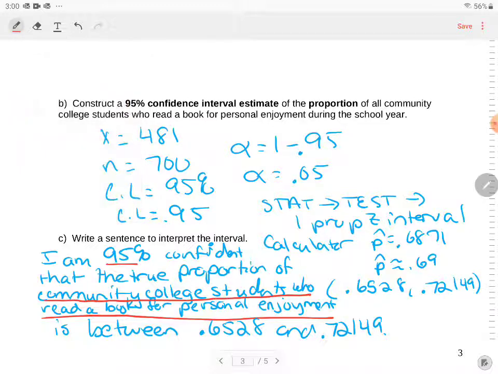And again, just so you can see what we're filling in, if we go back to the top of page 2, it says, I am blank percent confident. So here we're going to put 95% confident that the true proportion of, and then you make a statement of what the problem is saying. So this is a blank, is between blank and blank.